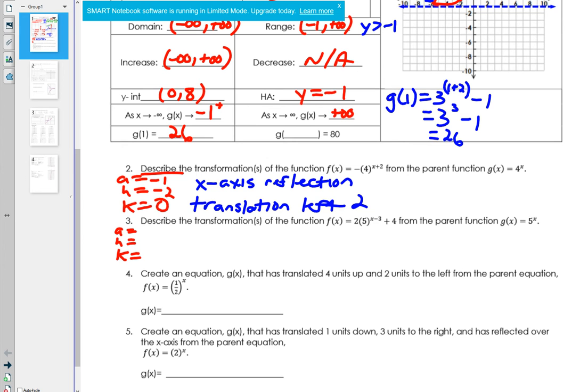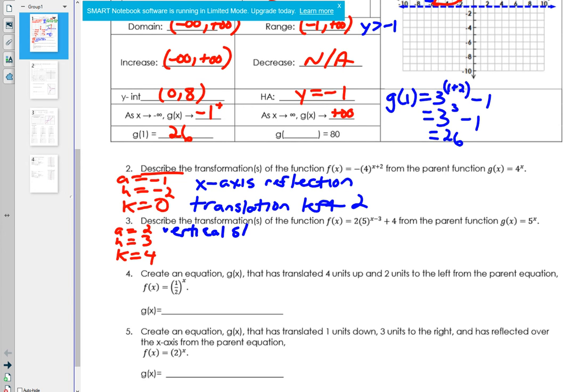Good. And what's h? Maybe I change the sign. Positive 3. What's k? So this has 3 different transformations. Let's list them all. Kai, what's the first one? Good. Vertical stretch of 2.